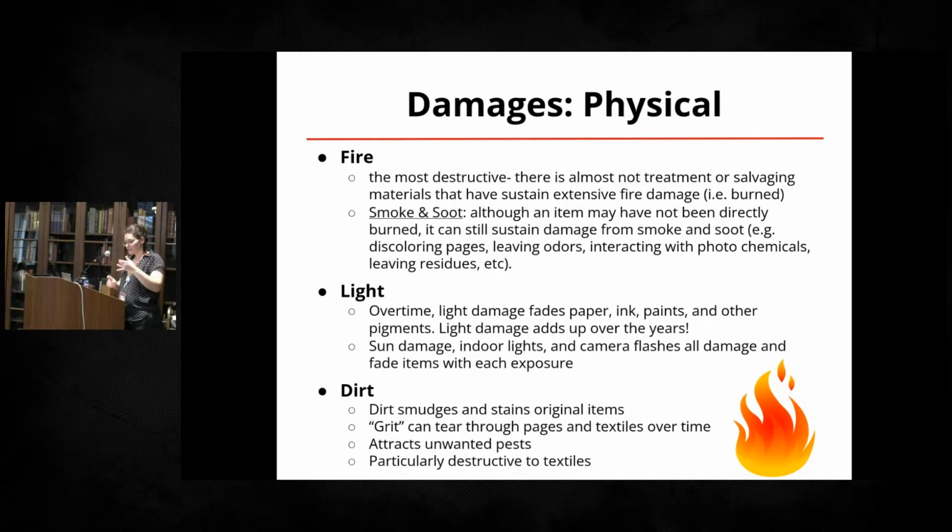Sun damage, indoor lights, camera flashes, these are all examples of light damage. So it's not just your ambient lighting in a house or in a room. It can be leaving things out in the sun, or even when people want to take photos if that flash is really bright. Dirt is one I like to talk about because it can accumulate more than people realize.